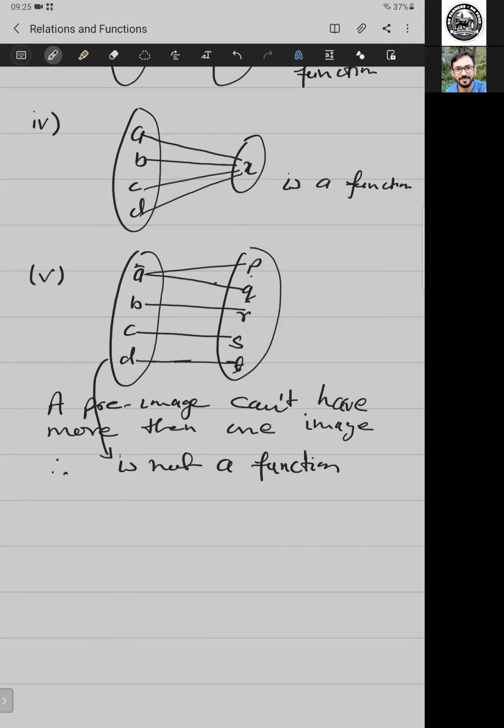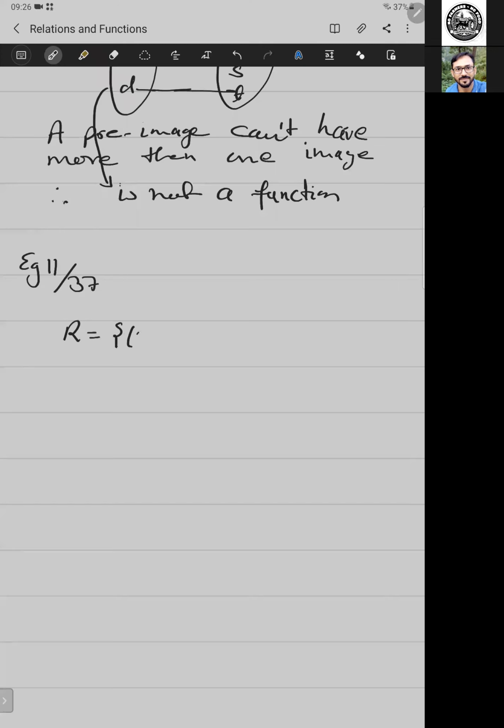Another relation is given as (1, 2), (2, 1), (3, 1), (4, 2). Another relation is given as (2, 2), (2, 4), (3, 3), (4, 4). Keep thinking which one is a function and which one is not.